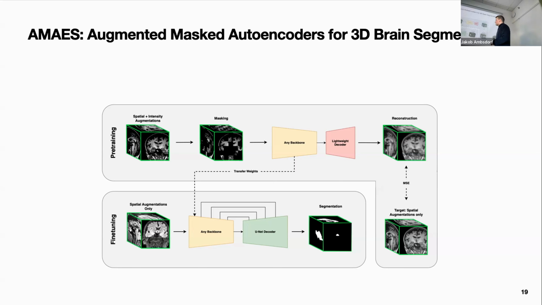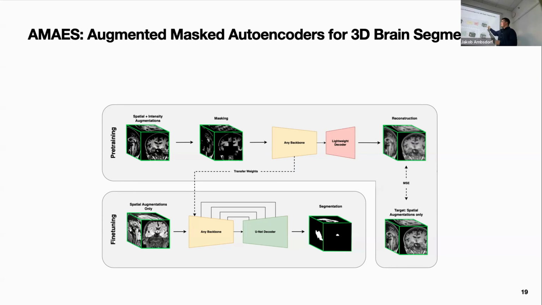The way we do this is we apply to our volume during pre-training both spatial and intensity-based augmentations. And we do the masking part, where we mask about 60%. We have any encoder backbone, so this could be a UNet encoder, for example. And then we have also a lightweight decoder.